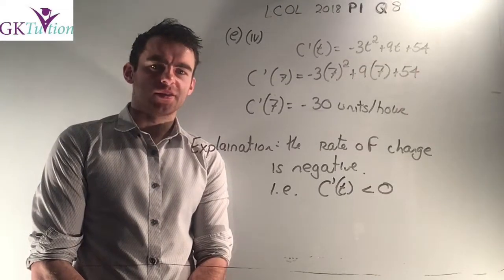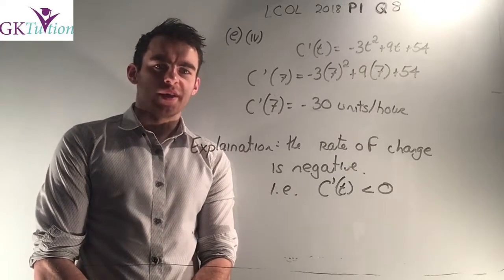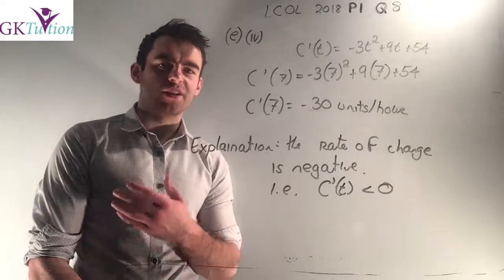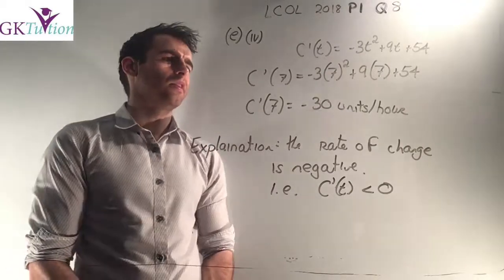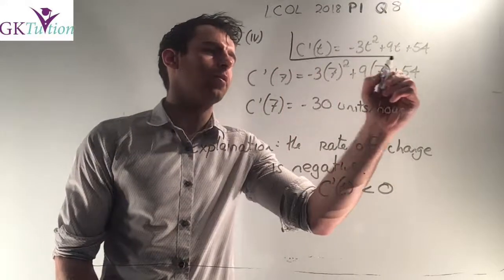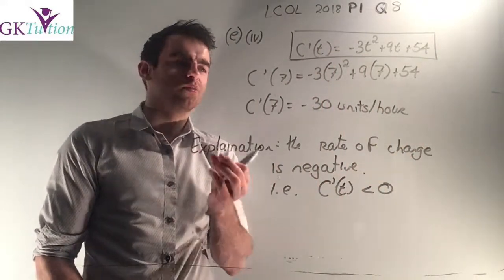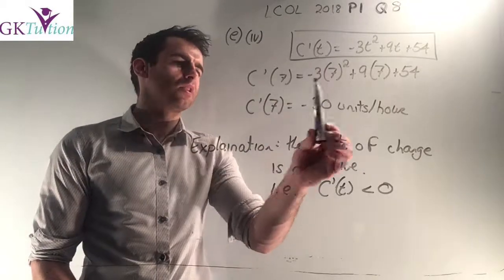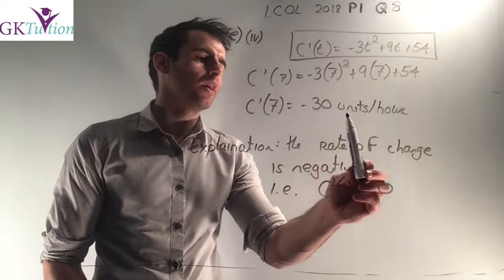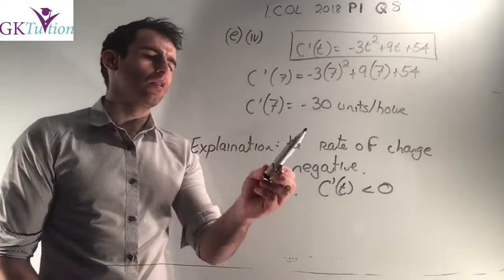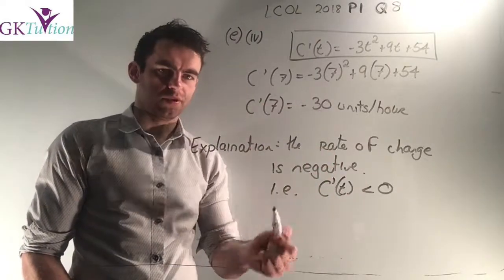Okay, the final part of this question asks me to prove using my derivative from E part 1 that the amount of drug in the bloodstream is decreasing 7 hours after I've taken the drug. So in order to do that, our derivative from E part 1 is this, and I need to work out what is the rate of change of the drug after 7 hours, so I sub in a 7 instead of a t. And in that case, your answer works out as minus 30 units per hour. So 7 hours after you've taken the drug, it starts to decrease in your bloodstream.